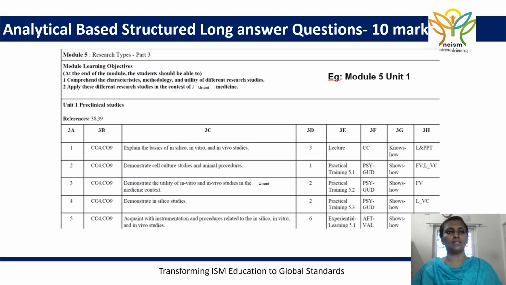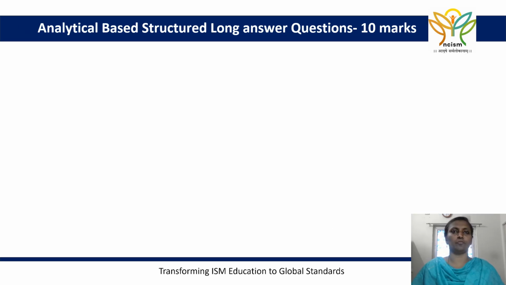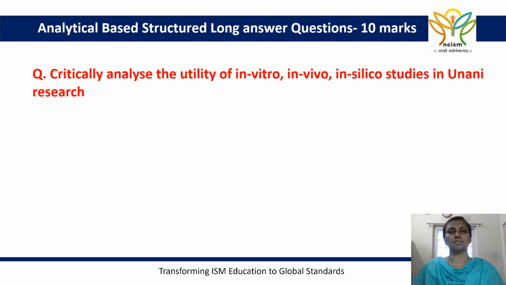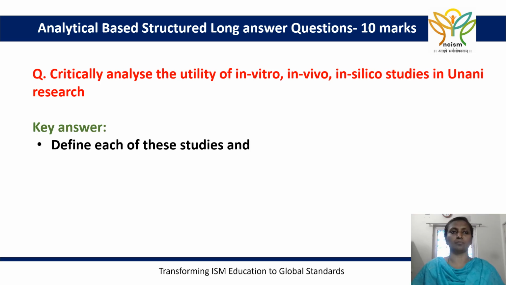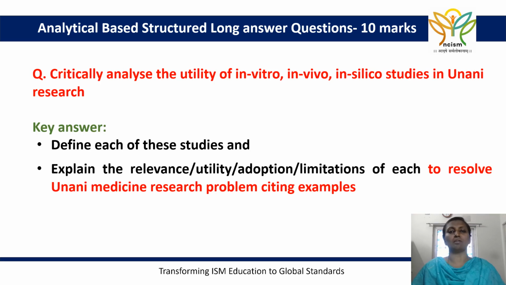Moving on to analytical-based structured long answer questions. Here, Unit 1 of Module 5, Preclinical Studies, is considered to explain how they can be framed. The question can be framed as follows. Critically analyze the utility of in vitro, in vivo, and in silico studies in Unani research. The answer should contain the proper definition of these studies and should explain their relevance, utility, adoption, and limitations to resolve Unani medicine research problems, citing examples. The allotted 10 marks should be divided between these segments.